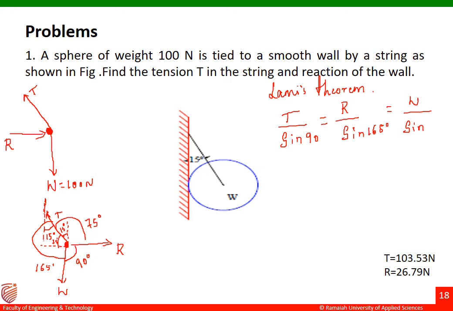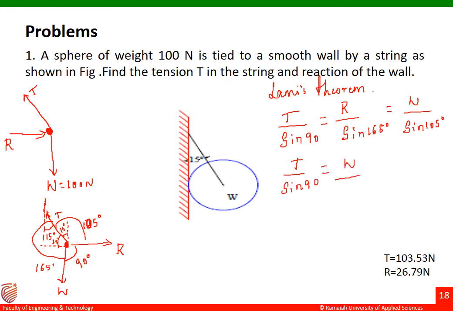Next one is W. W divided by sine of 70. Sorry, it is not 75 here. So it is 90 plus 15, it is 105 degrees. This is 105 degrees. Sine of 105 degrees. So now we have to find out T here, and we have to find out R.